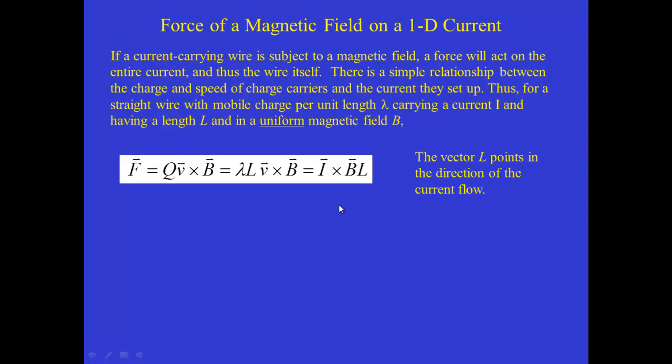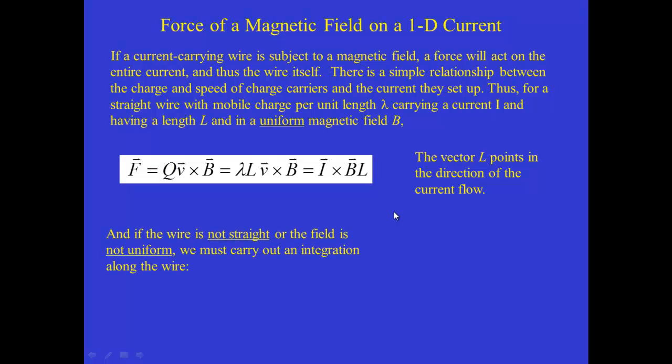Now, you can also express this with L being the vector, and so you could call I just a scalar and write this as I times vector L cross B. And so in either case, the vector I or the vector L points in the direction of the current flow.